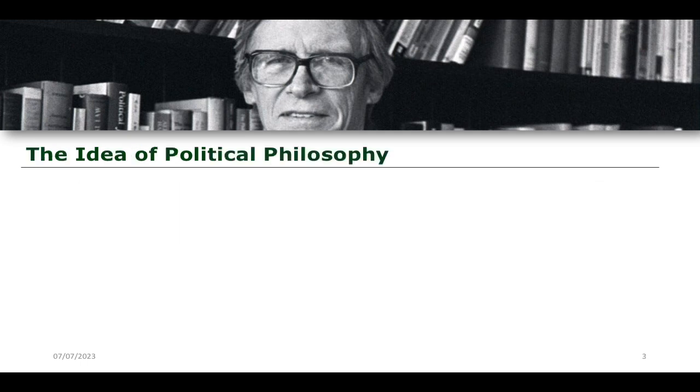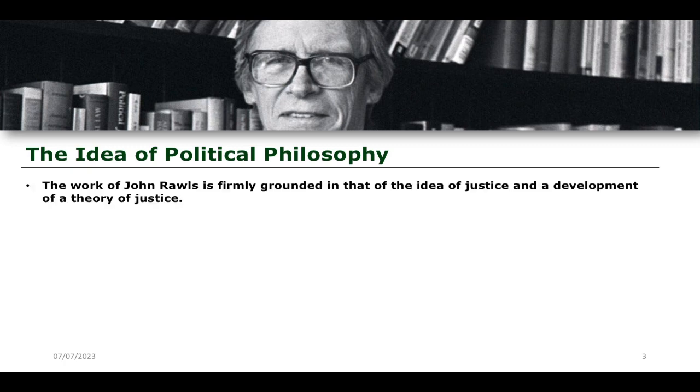So let's begin first by talking about the idea, in inverted commas, of political philosophy. Because the work of John Rawls is, of course, firmly grounded in the idea of justice, and also the development of a theory of justice, the development of a conceptualization of a just society. And in doing so, he is essentially inscribing a certain amount of normativity in his theories of justice. He's talking about what ought to be the case for constructing a just liberal society.